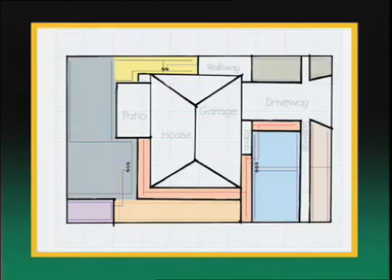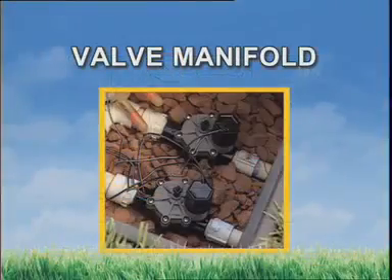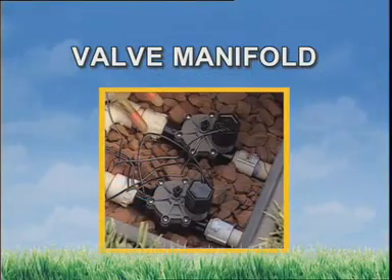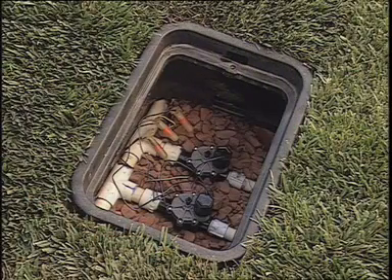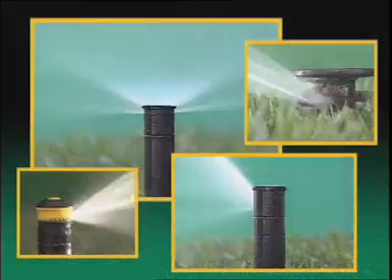As a matter of efficiency, it's better to group several valves together, assigned to a common area, such as the front or backyard, for example. This arrangement is known as a valve manifold. Each valve is still connected to its own group of sprinklers, but it takes less pipe and other materials if several are located in one valve box.